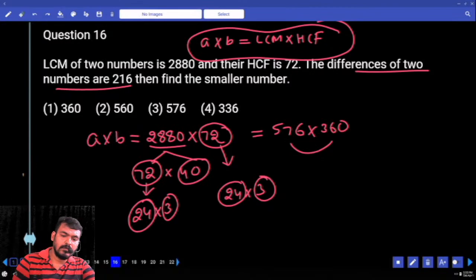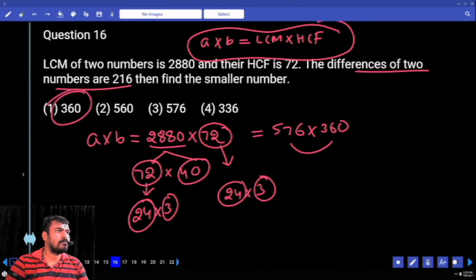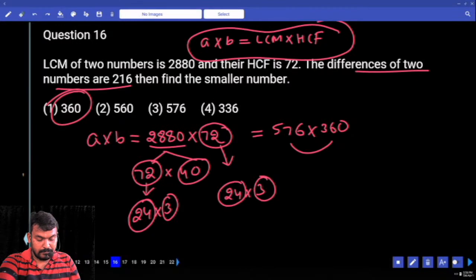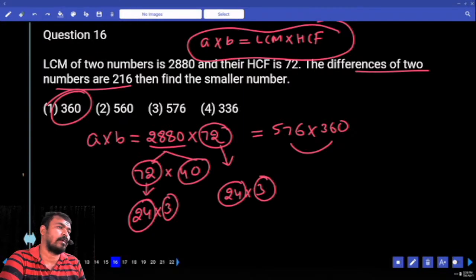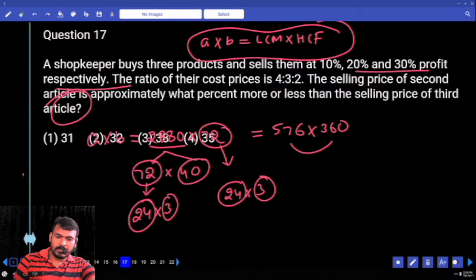What is the question here? Smallest number or largest number? Smallest number. Answer: 360. Just the left hand side, the right hand side product we split into two factors, or only one factor? Two factors. Those two differ by 216, means those two factors are the highest factors or the lowest factors? Highest factors, or not?